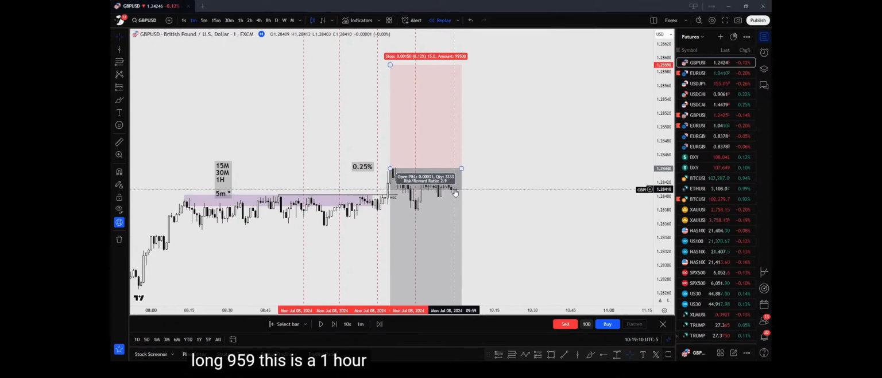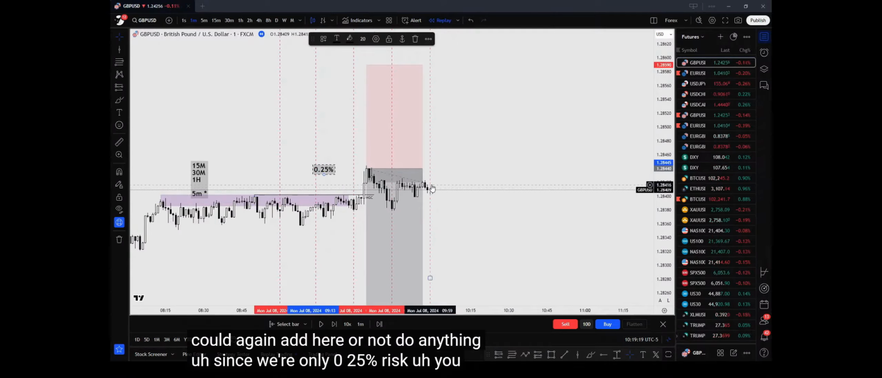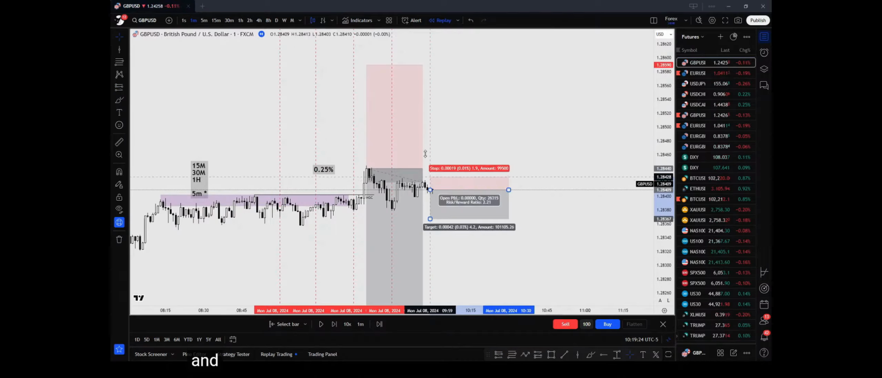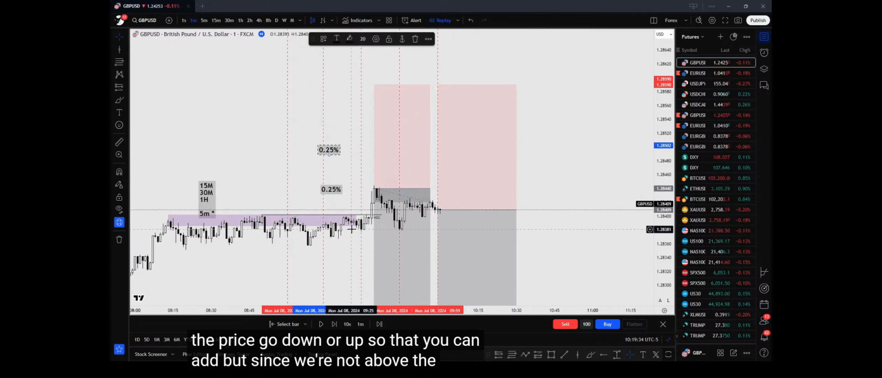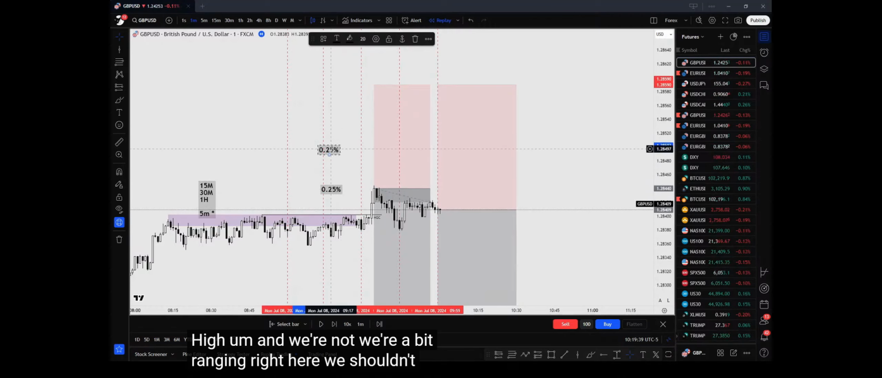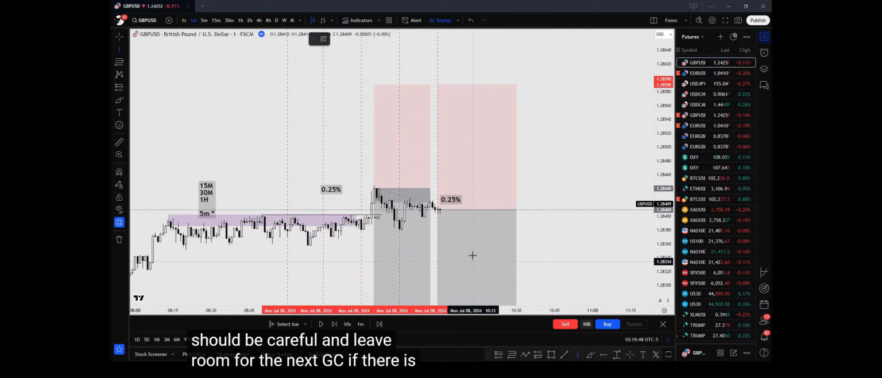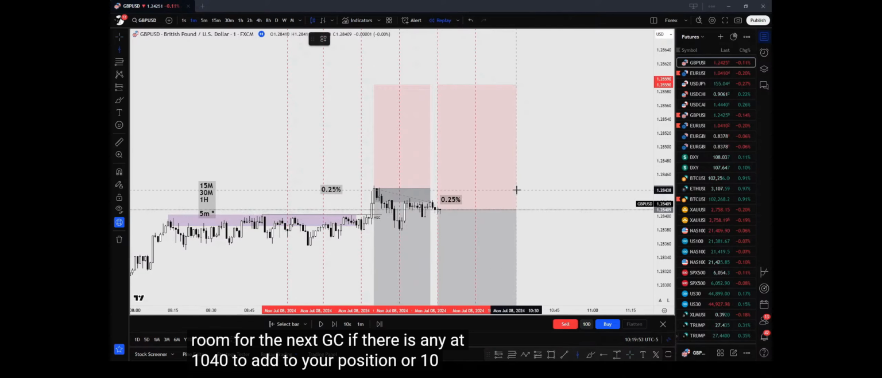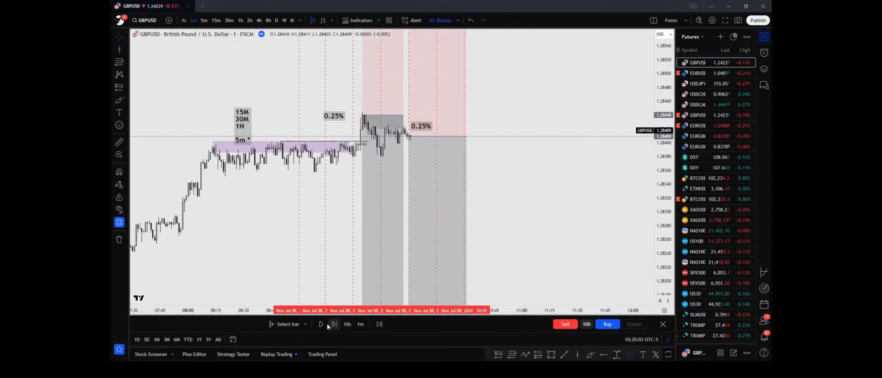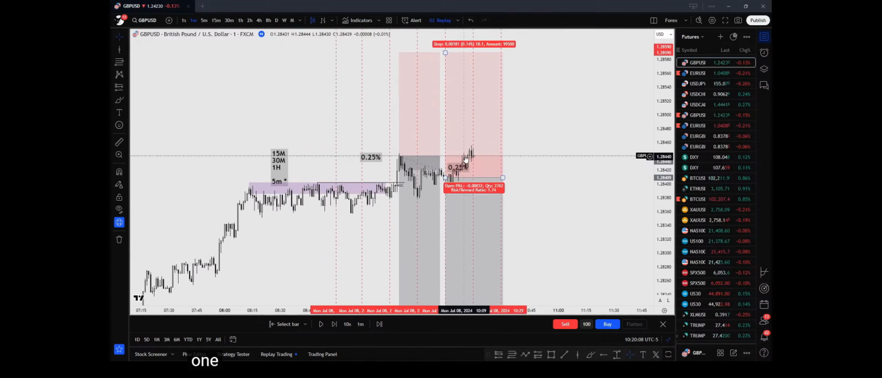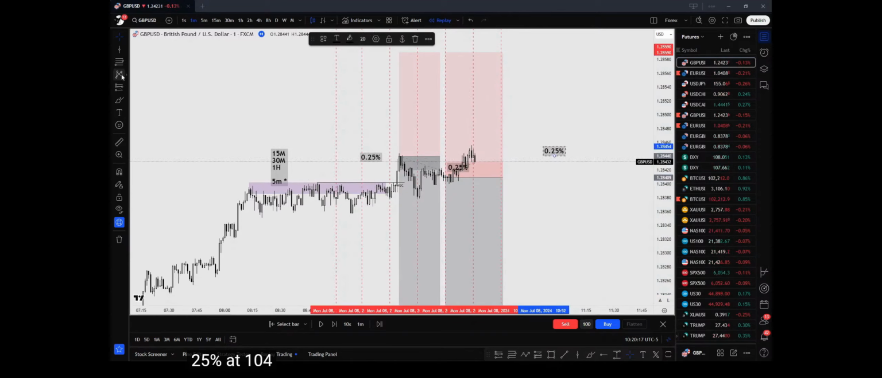9:59. This is a 1 hour close. You could again add here or not do anything. Since we're only at 0.25% risk, you might be able to add to this. And you can also just do nothing and let the price go down or up so that you can add. But since we're not above the high, and we're a bit ranging right here, we shouldn't suddenly add 1% or 0.5% to this. You should be careful and leave room for the next GC, if there is any, at 10:14 to add to your position, or 10:29. Okay, 10:14 will be a 15-minute GC, 10:29 will be a 30-minute one. Okay, I'm gonna add another 0.25% at 10:14.